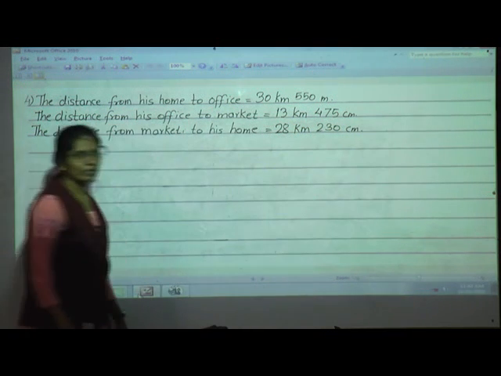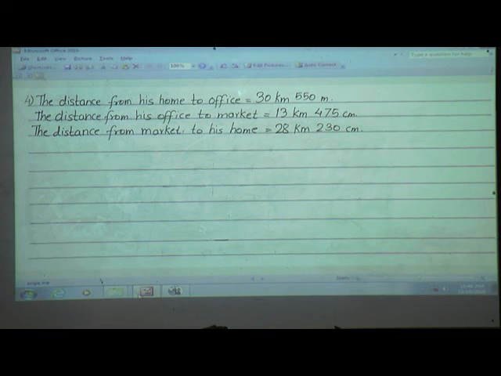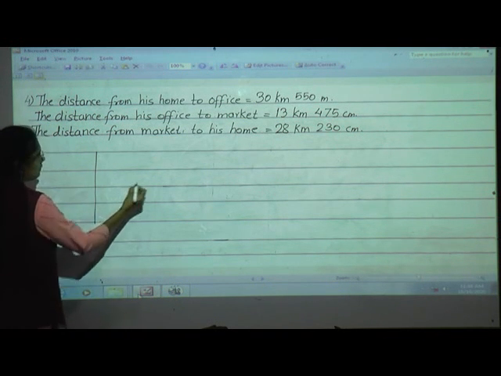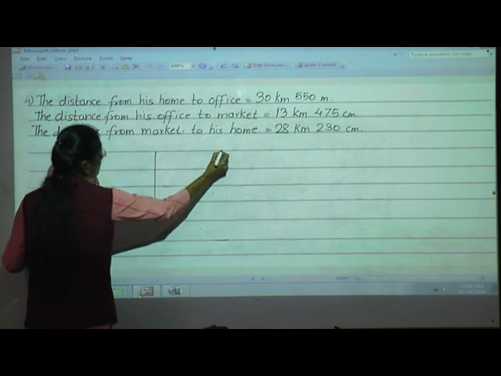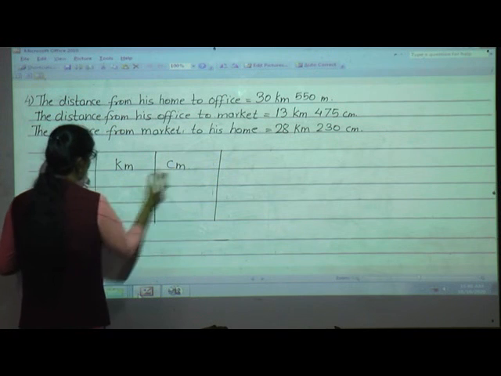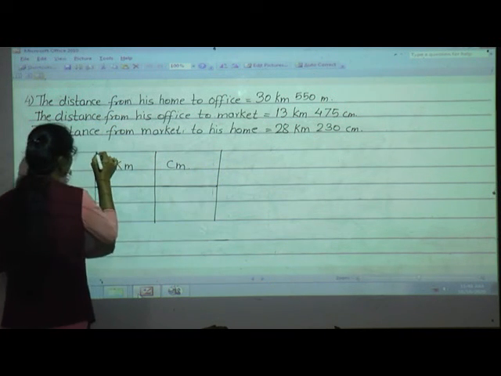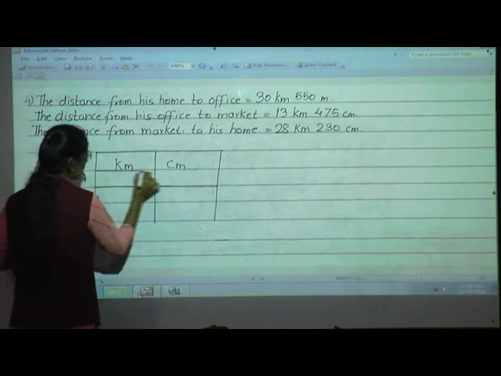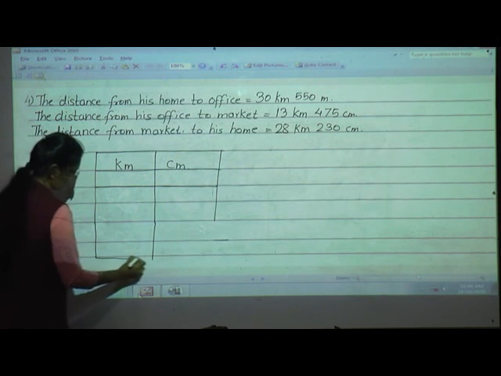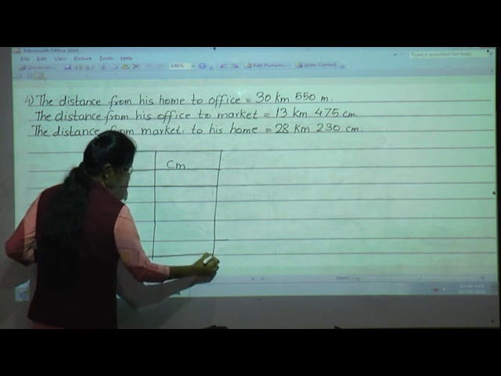Okay, and then we have to find out the total distance he drove. So here also we have to do the addition of these three distances. So let us do the addition. Make two columns. One is for kilometer and another is for meter. Leave one line for the carry. Properly first you have to make a box and then put the values in the box. Here we have to do the addition of three numbers.